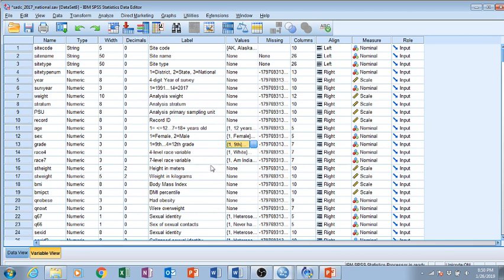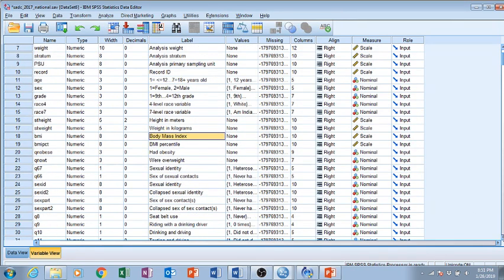And they're asking them all sorts of questions. The variable I'm interested in is this body mass index, or BMI. So maybe I was some sort of health educator or just had an interest in this area, and I want to know how the body mass index compares 9th through 12th grade for the students they've included.